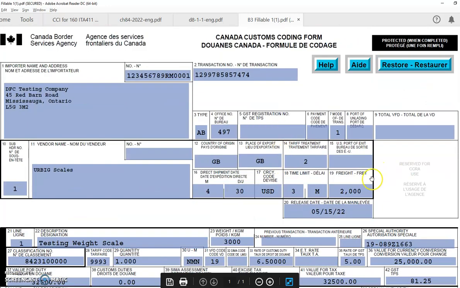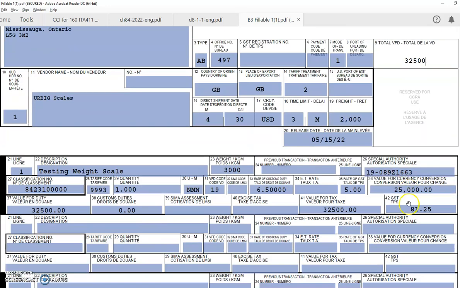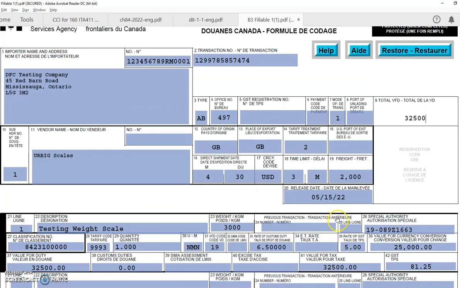But we're not quite finished yet. We still got to put the value for duty. Well, the total value for duty is 32,500. So that's what we put up there. And bingo, you've done your first 1/60th. The trick here is you need to put in the time limit, the number of months. You need to put down the special authority. You need to put down tariff code, and you need to figure out the GST by taking this amount times the number of months divided by 60, and then multiply that answer by 5% to get the GST.